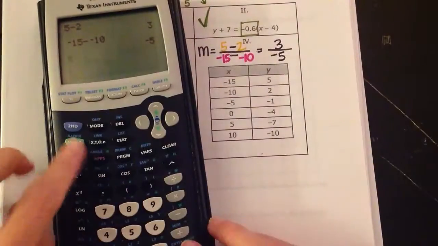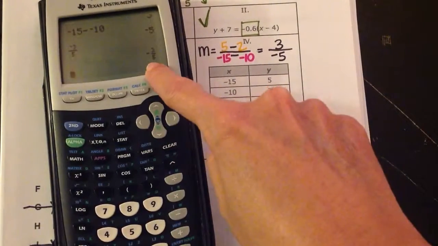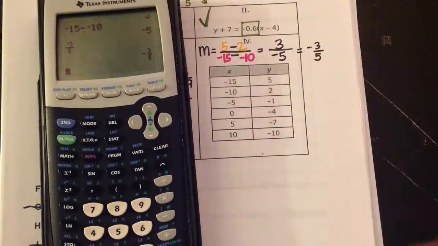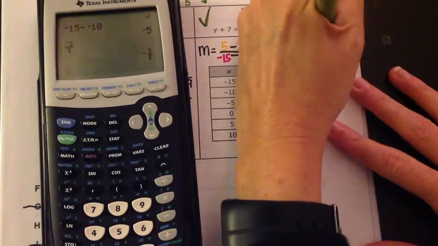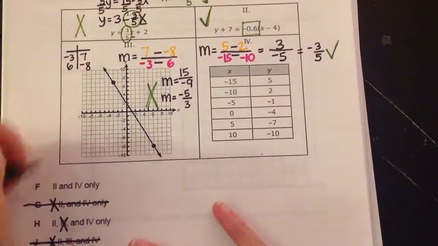And now I want to simplify my ratio. Negative 3 over 5 is going to simplify to negative 3/5. That fraction is just going to move out front. So this is the slope I want. So option 4 matches the slope of my standard form equation. So the correct answer is F.